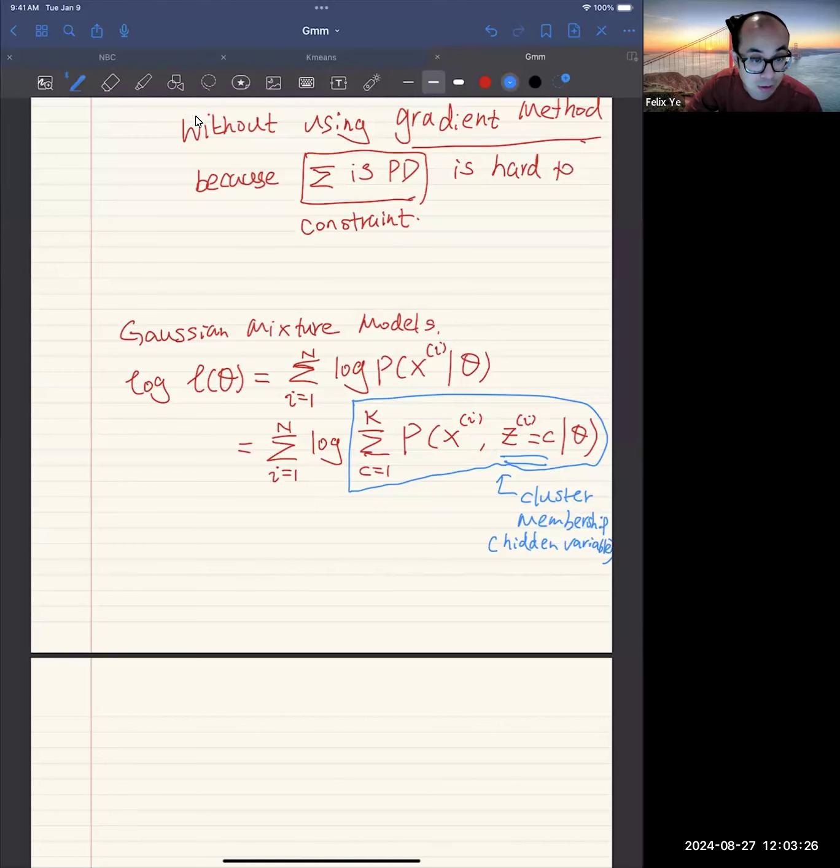But the issue is, as I mentioned, this whole thing is very hard to optimize. It's because one of the parameters in theta is sigma, which is positive definite. In general that's a very hard constraint that you need to impose when trying to optimize. So it turns out this is very hard to optimize.